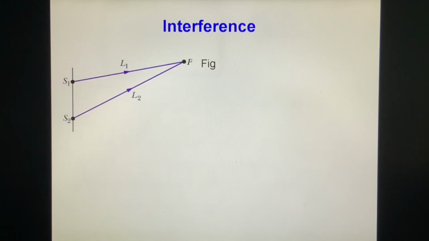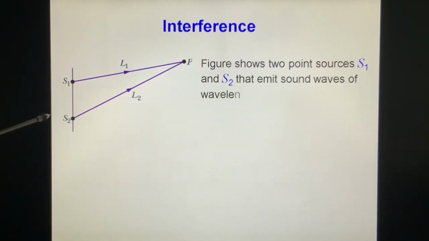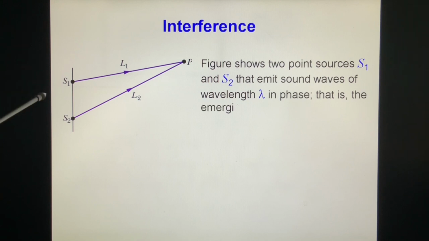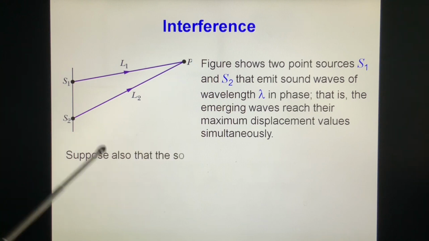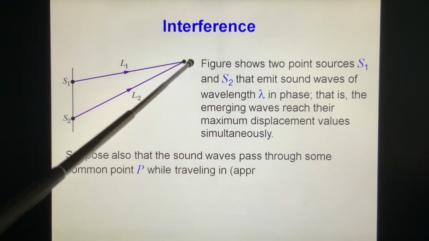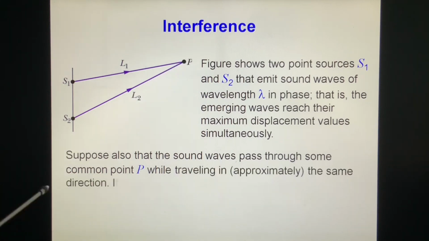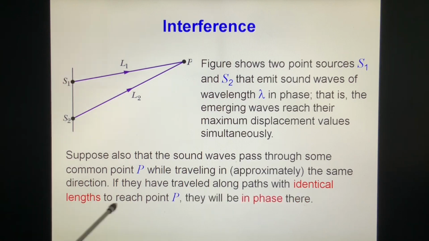Interference. The figure shows two point sources S1 and S2 that emit sound waves of wavelength lambda in phase. That is, the emerging waves reach their maximum displacement value simultaneously. Suppose also that the sound waves pass through some common point P while traveling in approximately the same direction. If they have traveled along paths with identical length, L1 equals L2, to reach the point P, they will be in phase there.